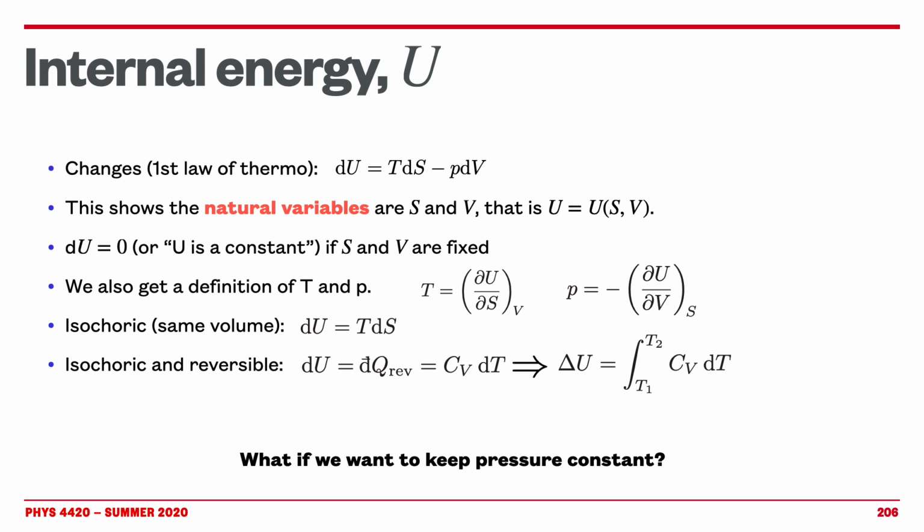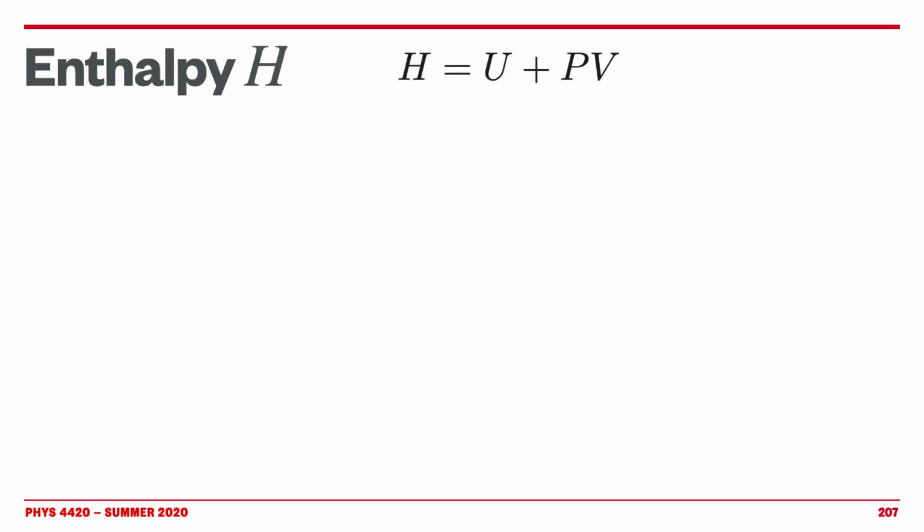Well, if you add PV to the internal energy, it looks to me like it's going to be the recipe to get rid of the PdV there. Let's try it. We're going to call this function the enthalpy, and we are going to see it's related to the heat of the reaction. But let's just keep doing this. So H equals U plus PV, and of course, if I take the differential of H, I obtain TdS minus PdV plus PdV plus VdP.